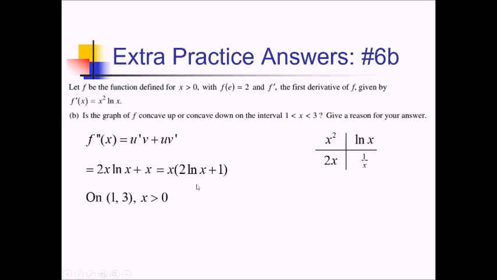And if you plug in something bigger than 1 to ln, you're just going to get more positive numbers. So overall, this 2 ln of x plus 1 expression has to also come out positive on this interval from 1 to 3. So if you've got a positive times a positive, overall then f double prime is positive on this interval. Therefore, that means that f itself must be concave up on this interval from 1 to 3.